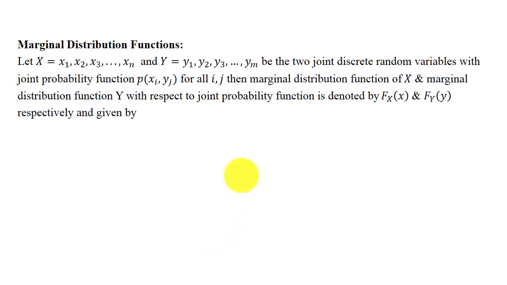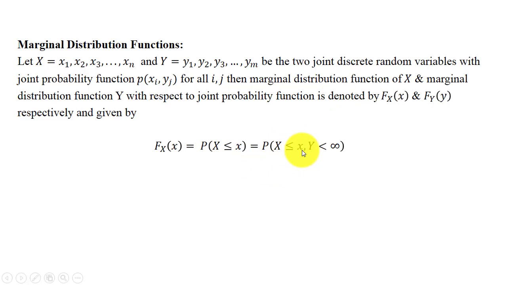Then already we discussed the marginal probability in the previous slides. So the marginal distribution function is given as follows, where x and y are two joint discrete random variables with the probability P of xi and yj for all yj. Then the marginal distribution function of x is denoted by Fx of x, and the marginal distribution function of y is denoted by Fy of y. Fx of x is given as the summation of all x less than or equal to x.